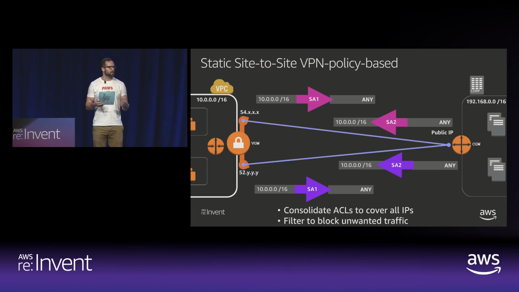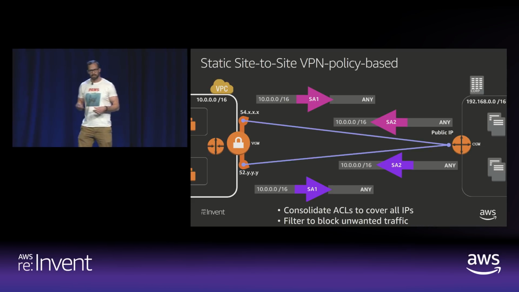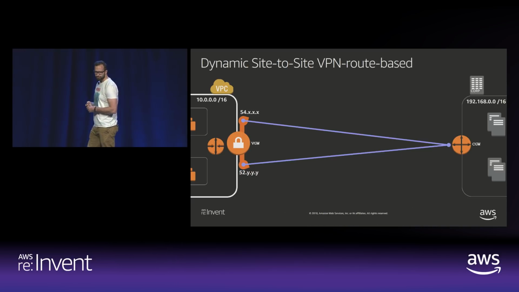Now, this is a static VPN, and it's good. But for most cases, you want to use dynamic VPN. It's much better at being able to react to any changes in your network environment. So let's have a look at dynamic VPN. So we know already it's route-based.